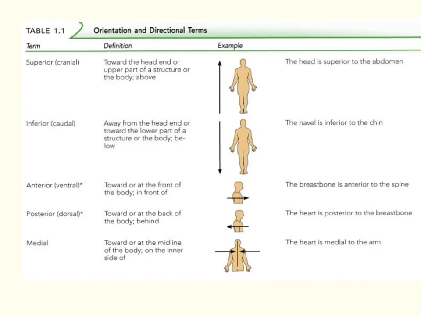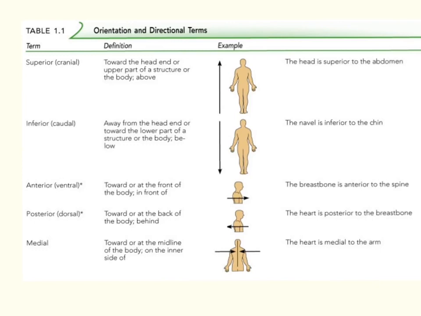And when we deal with directional terms, we have to give the directional term in relation to an object. For example, if you were giving directions in driving, you would not say turn right. You would say turn right at the second red light. So we have to give this in relation to a specific structure. For example, the head is superior to the abdomen. The head is above the abdomen. Where the navel or the belly button is inferior to the chin. So we see that the belly button is below the chin. And so we will see these in regard to another structure.